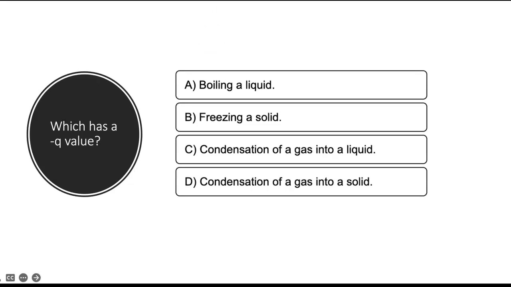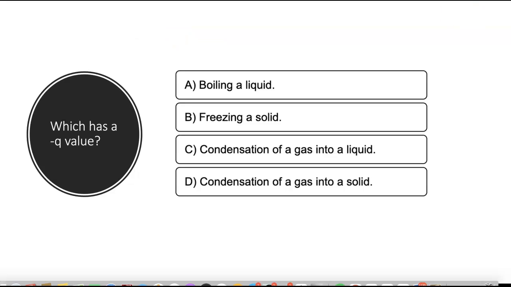So negative Q value. So that's the first thing you have to be thinking about. So as I'm thinking about a negative Q value, I'm thinking about exothermic. And I think about that X in exothermic. And if I flatten it, it looks like a negative sign. So that's one of my little tricks to remember that exothermic reactions have that negative Q value.